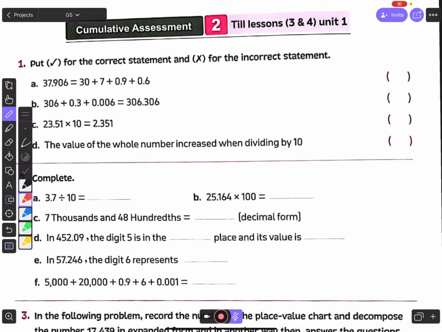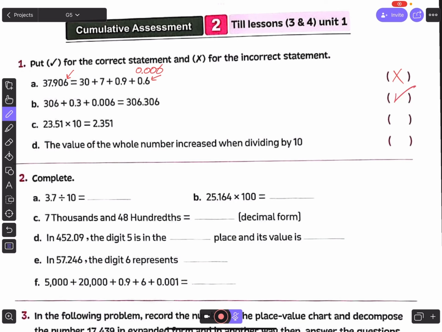Of course, this will be incorrect because this 6 is in thousandths. So when we write this 6, we can write 0.006. Let's move to the next question. B. 306 plus 3 tenths plus 6 thousandths equals 306 and 306 thousandths. Yeah, it will be true.